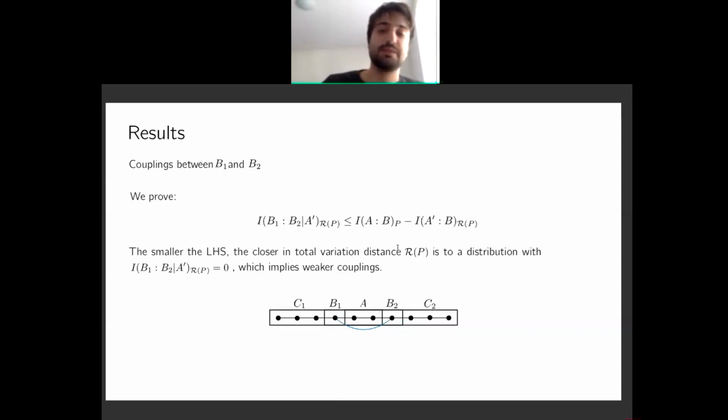This means that the only non-trivial couplings that we can get are between the various parts of the boundary. We show that the conditional mutual information between the two parts of the boundary, conditioned on the central block after renormalization, is bounded by the difference in mutual informations between the block and the boundary before and after renormalization. Obviously, if the left-hand side is zero, there are no couplings. And if the left-hand side is small, then the probability distribution is close in total variation distance to a distribution where this mutual information is zero. And so the couplings are weak between the two disconnected parts of the boundary.